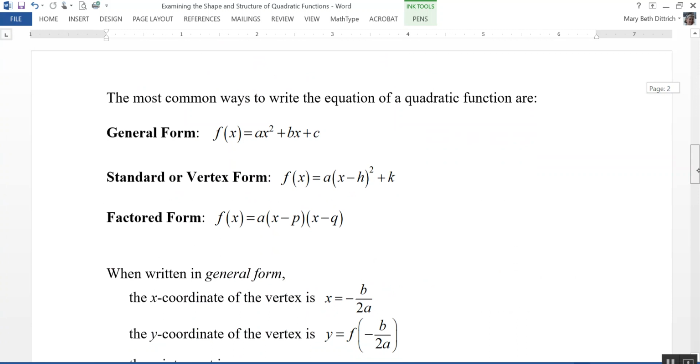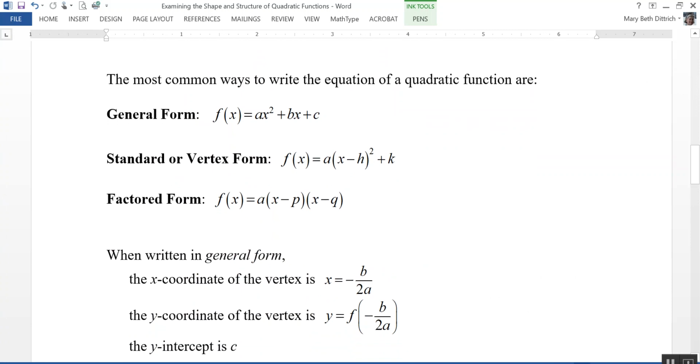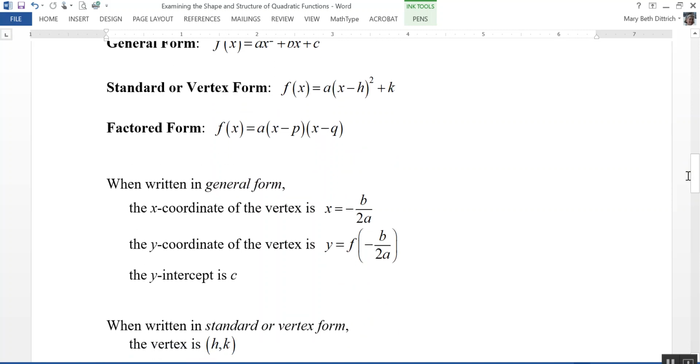The most common ways to write the equation of a quadratic function are the following. General form, which is f of x equals ax squared plus bx plus c. Standard or vertex form, which is f of x equals a times the quantity x minus h squared plus k. Or factored form, which is f of x equals a times the quantity x minus p times the quantity x minus q.